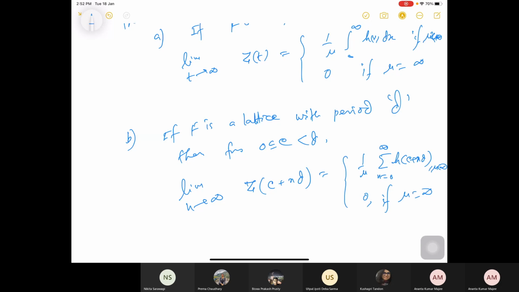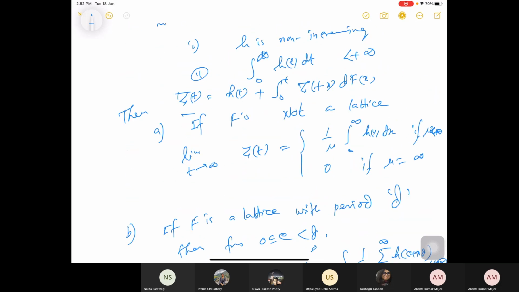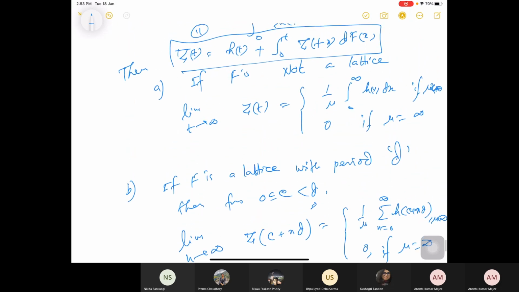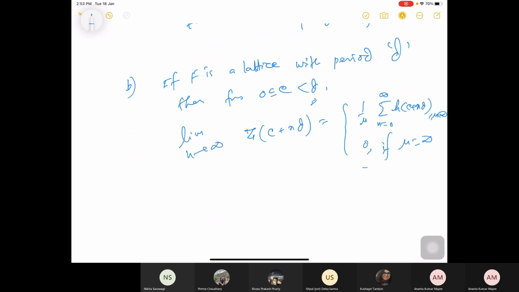Okay, because F is a lattice, X takes only integer multiples of the non-negative real number d. But z may not be like that, because that is only for X; z I have defined using this renewal equation. So it can take any value, but what it says is that for any c between 0 and d, as n goes to infinity, z(c plus nd) is given by this form depending on mu. If mu is finite, it is the same as 1 by mu times the summation over n equal to 0 to infinity of h(c plus nd), and 0 if mu is equal to infinity. It is similar to the integral of h(x) dx I wrote before, but here it is a little different: because of the lattice, I now have a summation.